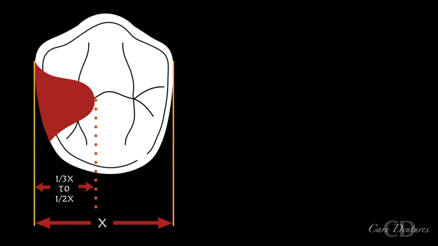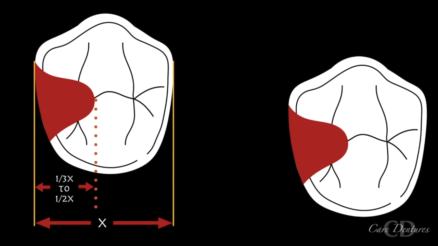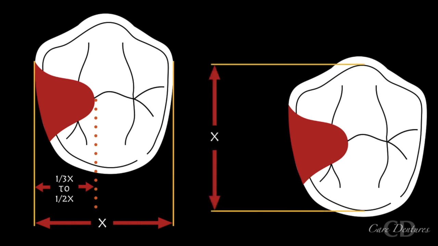Speaking about the buccolingual specifics, the rest seats should routinely take up half the distance of the intercuspal width of the posterior abutment tooth in general.